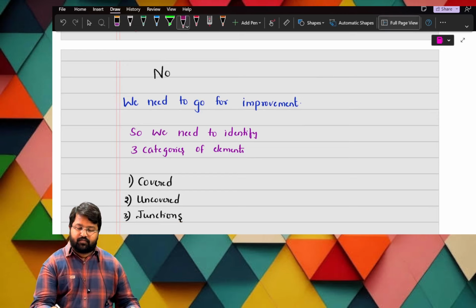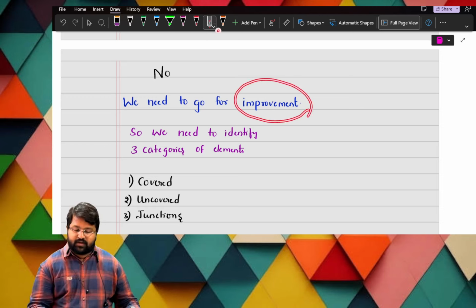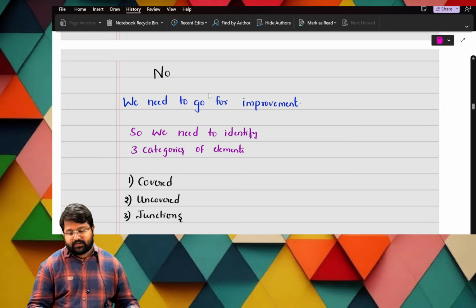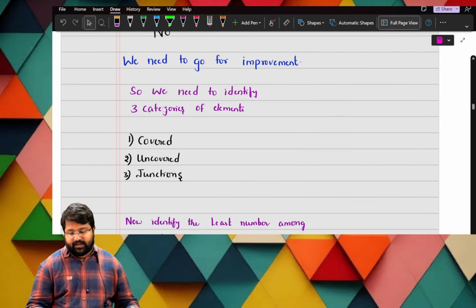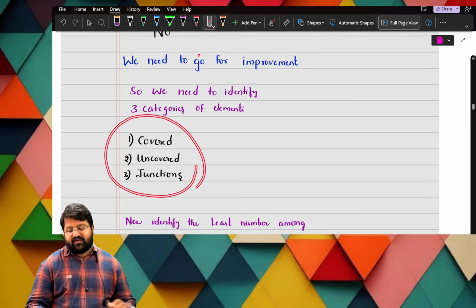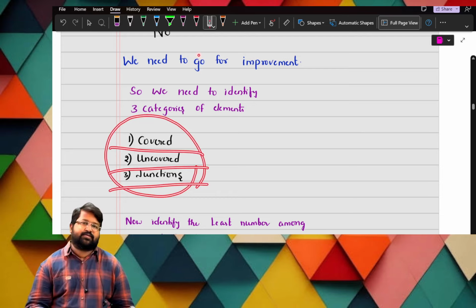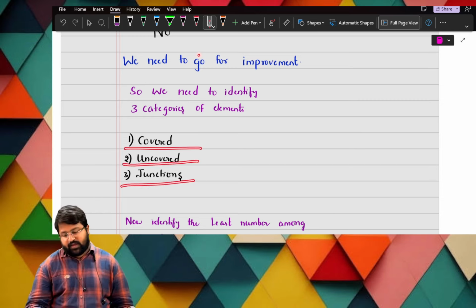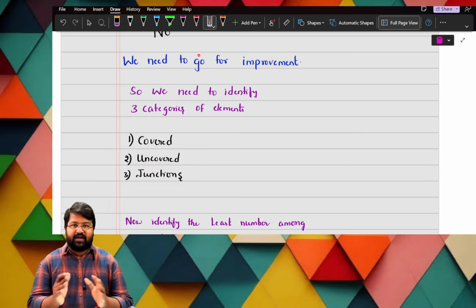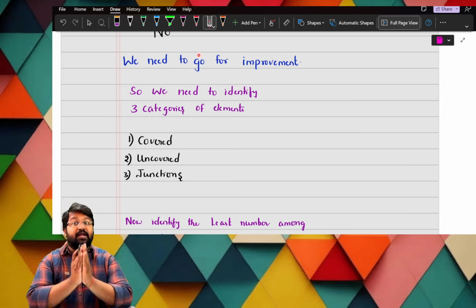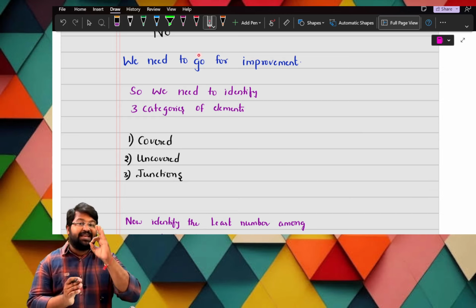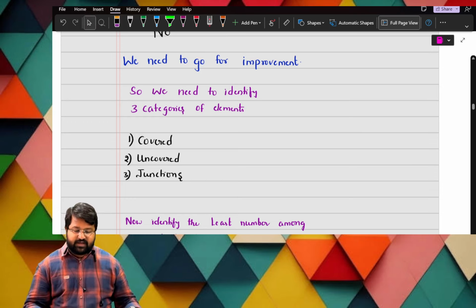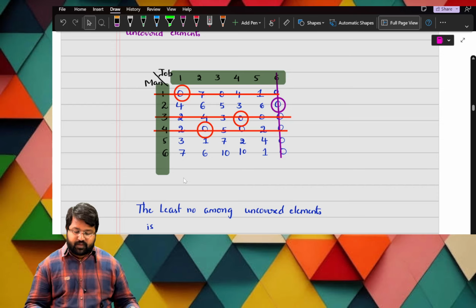The improvement I need to go for is to identify the entire matrix into three parts. They are covered, uncovered, junctions. Okay, now after bifurcating these numbers, from the uncovered numbers I have to identify the least number. So what is the least number from the uncovered here? It is an uncovered number. Is one the uncovered least number?